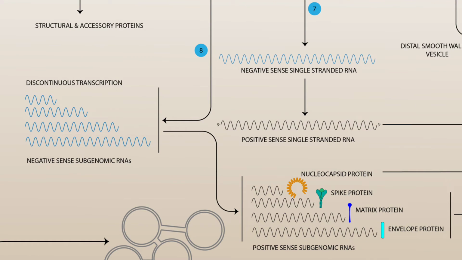Step 8. And the other product uses discontinuous transcription to produce several negative sense subgenomic RNAs. Again, these must be converted back to positive sense subgenomic RNAs before they can be used to produce the structural and accessory proteins. Important structural proteins include nucleocapsid protein, spike protein, matrix protein, and envelope protein.